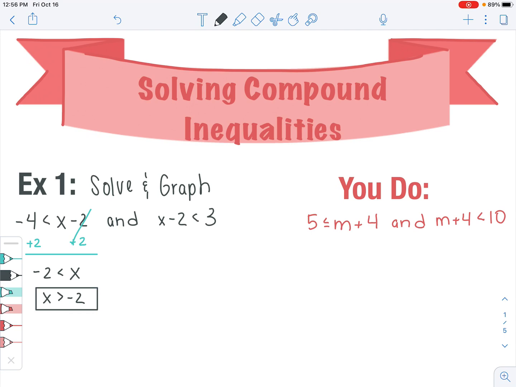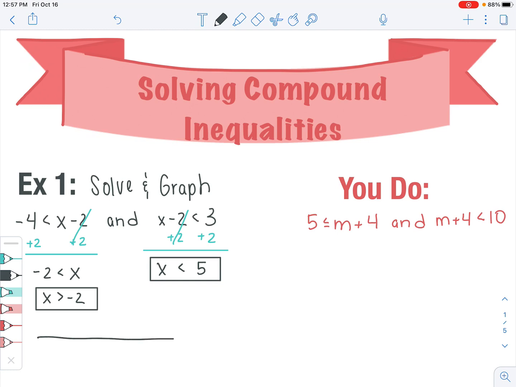I'm going to solve the second one to get my second answer. So I've still got to get rid of the -2. I'm going to add 2 on both sides. When I add 2, I get x is less than 5. My x is on the left, so that one's done. And now I notice it's also asking me to graph.